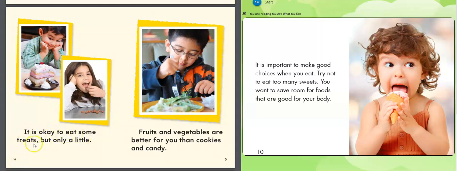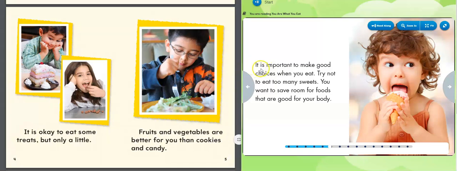It is okay to eat some treats, but only a little. Fruits and vegetables are better for you than cookies and candy. So that's from Book 1. And Book 2 says, it is important to make good choices when you eat. Try not to eat too many sweets. You want to save room for foods that are good for your body.